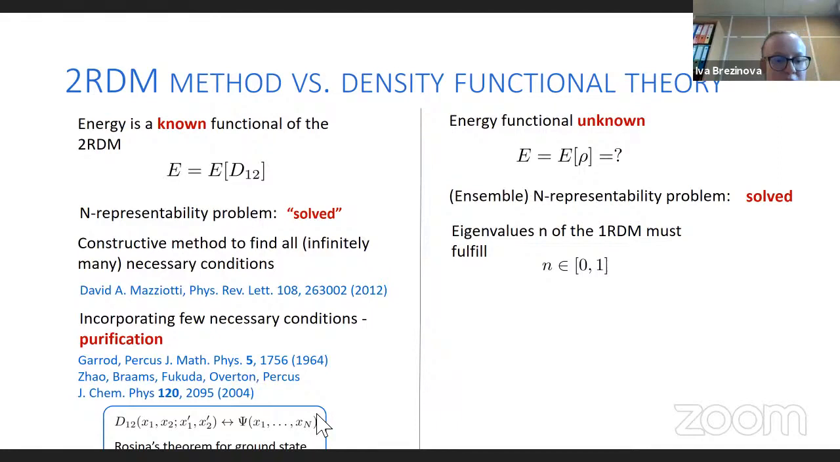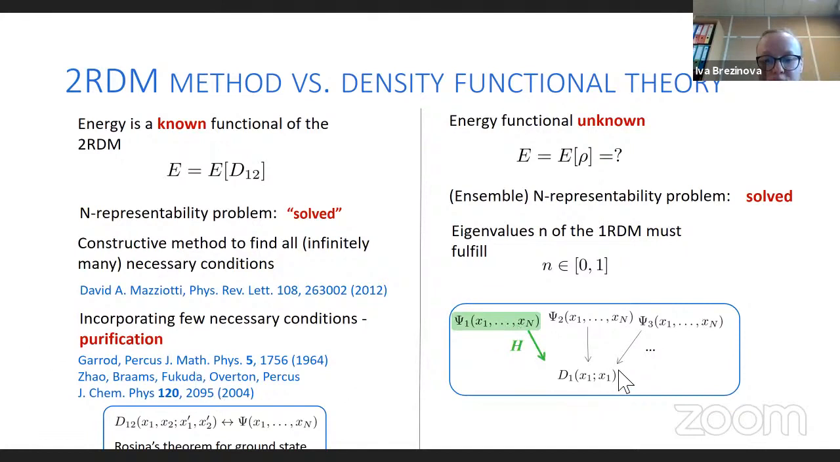Now, what about this mapping between wave functions and the two-particle reduced density matrix? There is a theorem, called Rosina's theorem, that for the ground state there is a bijective mapping between the wave function of the ground state and the two-particle reduced density matrix. And this is again a little bit different for the density, because there is not a bijective mapping. There is one wave function that maps to the one-particle reduced density matrix, and if I know the Hamiltonian, I can say this is exactly the wave function that I'm interested in. But there are other wave functions. For example, Slater determinants can be constructed that map exactly to the same one-particle reduced density matrix or density. And this is in fact used in the Kohn-Sham ansatz. So there is no contradiction to the Hohenberg-Kohn theorem.